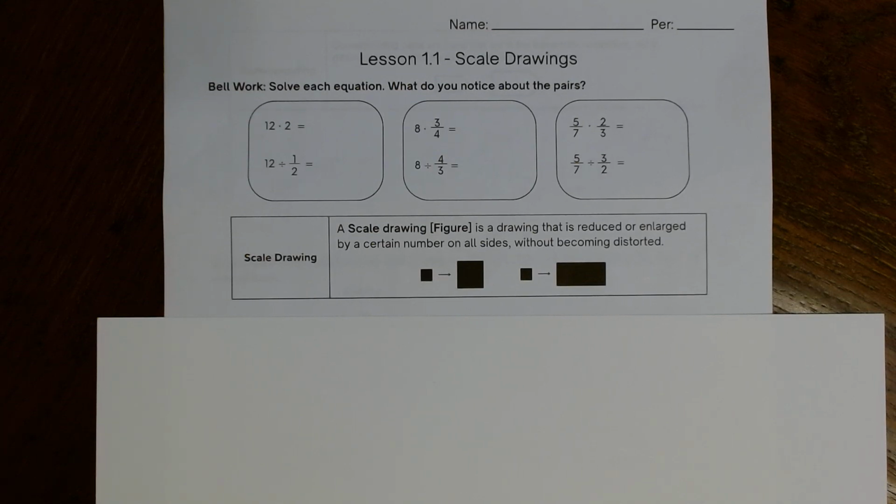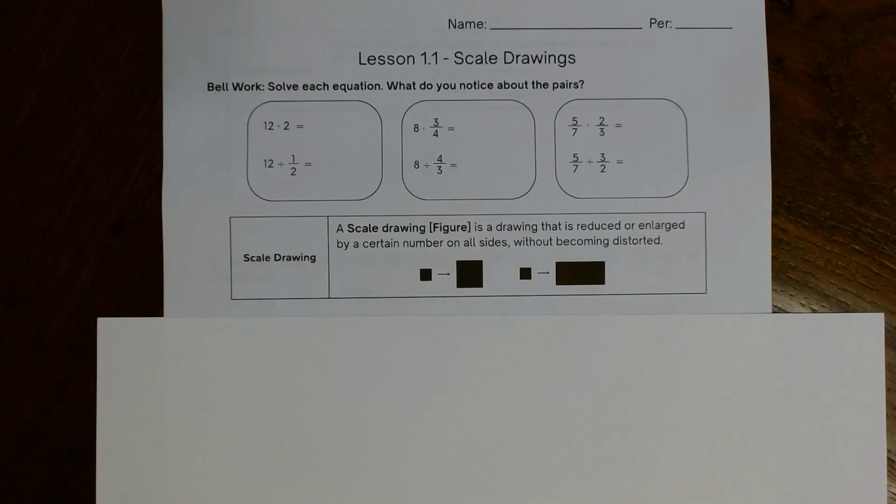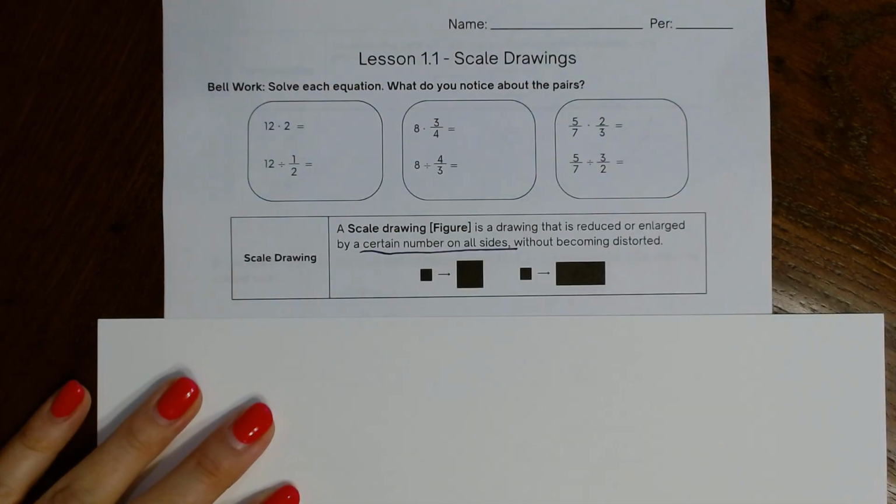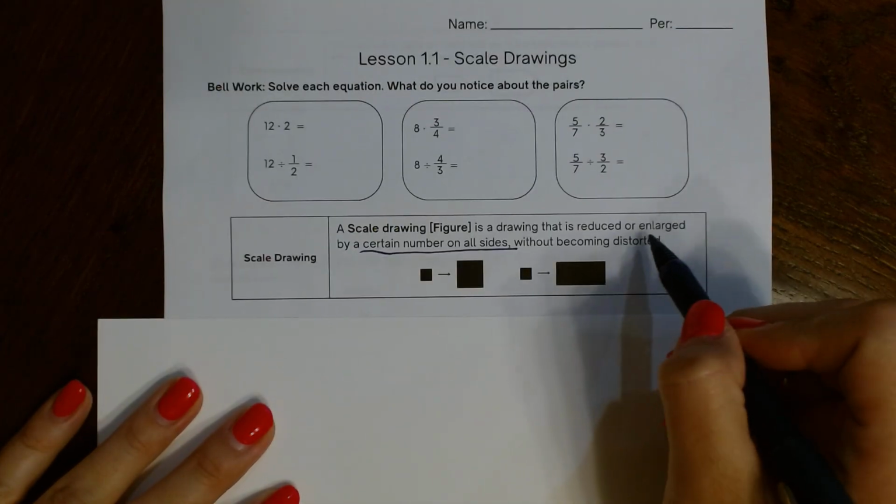Okay, so looking at our notes, our first vocab word here is scale drawing, and it says a scale drawing is a drawing that is reduced or enlarged by a certain number on all sides without becoming distorted. So we have a couple key words there. Certain number on all sides is important, and then we don't want it to become distorted.